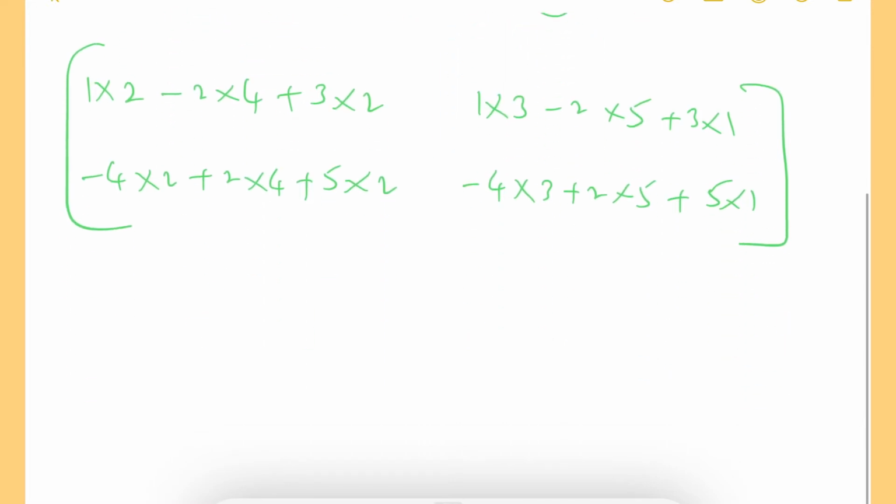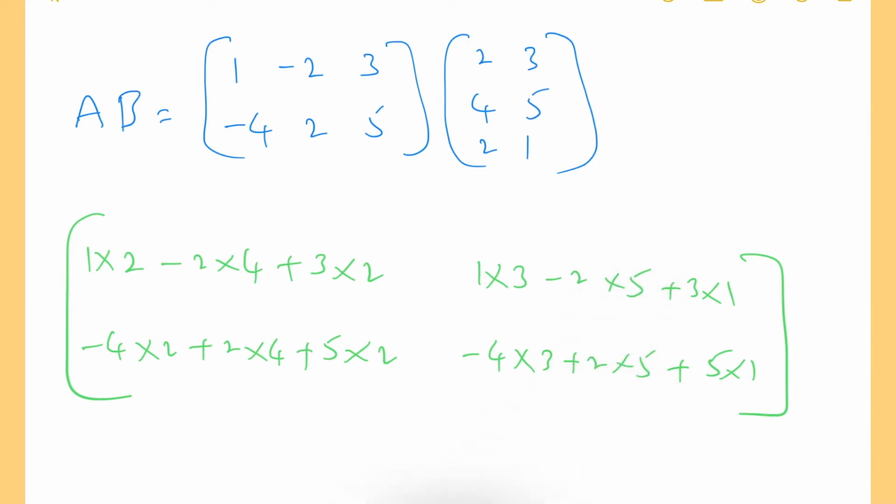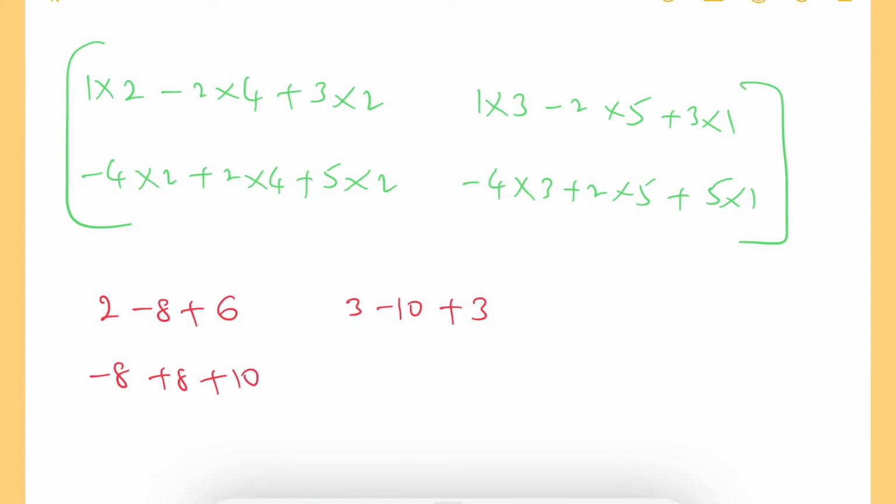Okay, now if we simplify this, 1 into 2, 2, minus 2 into 4, minus 8, plus 3 2s are 6. 1 into 3, 3, minus 2 into 5, minus 10, plus 3 1s are 3. Minus 4 into 2, minus 8, plus 2 4s are 8, plus 2 5s are 10. Minus 4 into 3, minus 12, plus 2 5s are 10, plus 5 1s are 5.